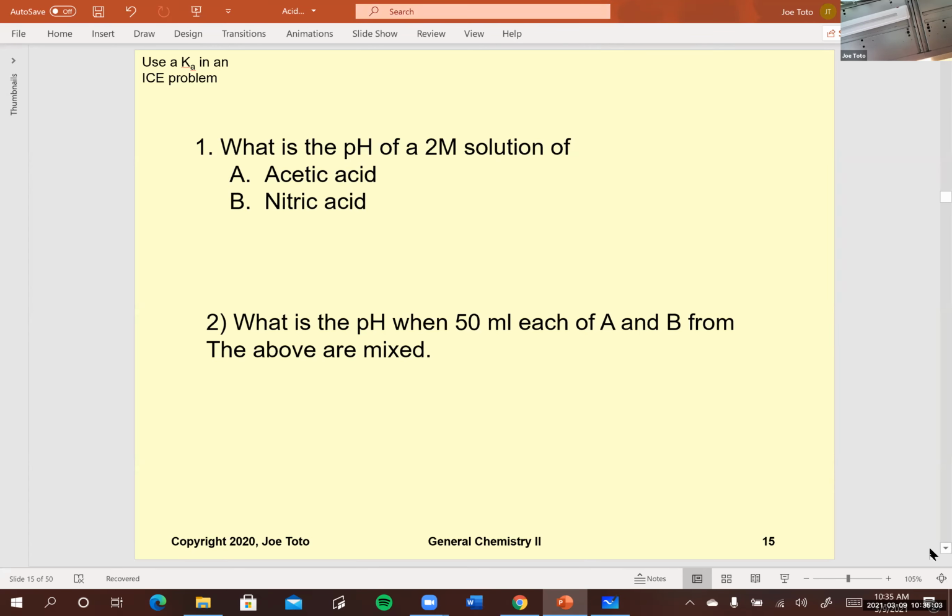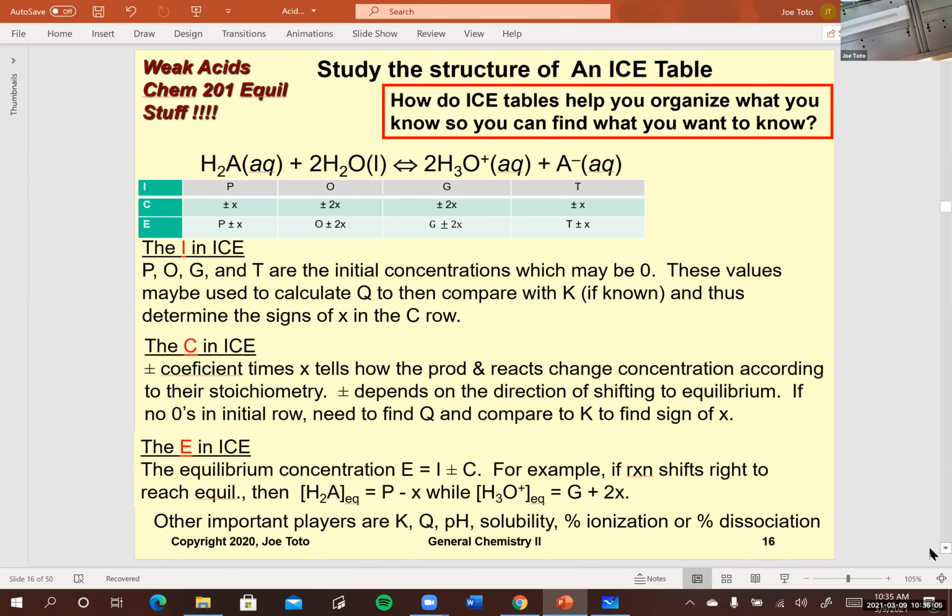Okay, we're going to get back to the common ion effect in a minute. This next slide you should study. And what I tried to do with this slide is just to dissect the ICE table.